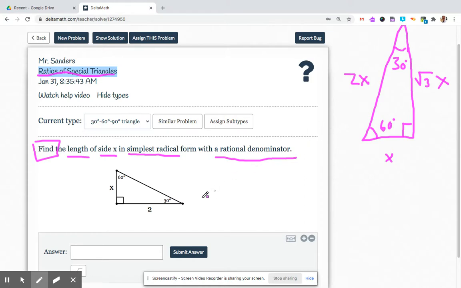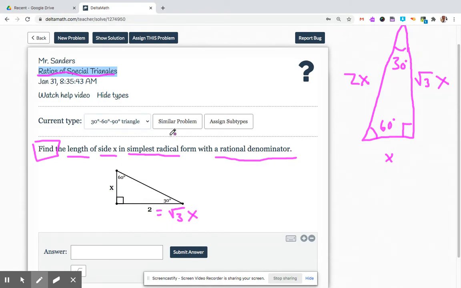All right, so where is this 2 linking to on this one? Well, it's between the 30 and the 90. Between the 30 and the 90 is radical 3x. So that means this 2 is equal to radical 3x. And the way this is written, this x is going to be the same answer as what we have here. We can link it out when we need to.